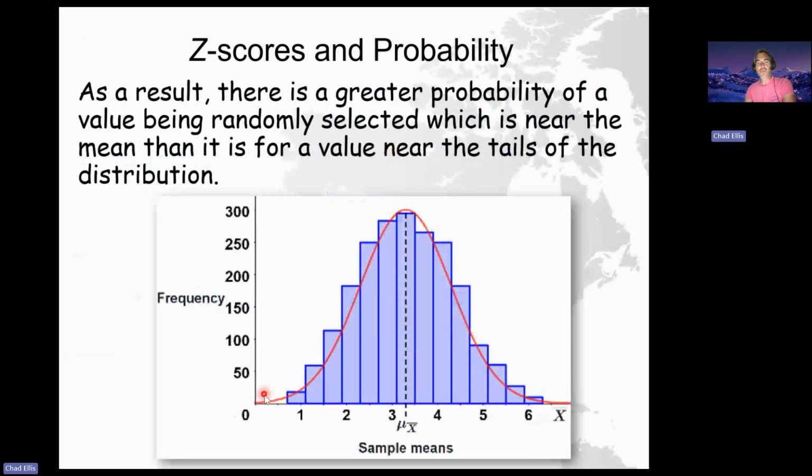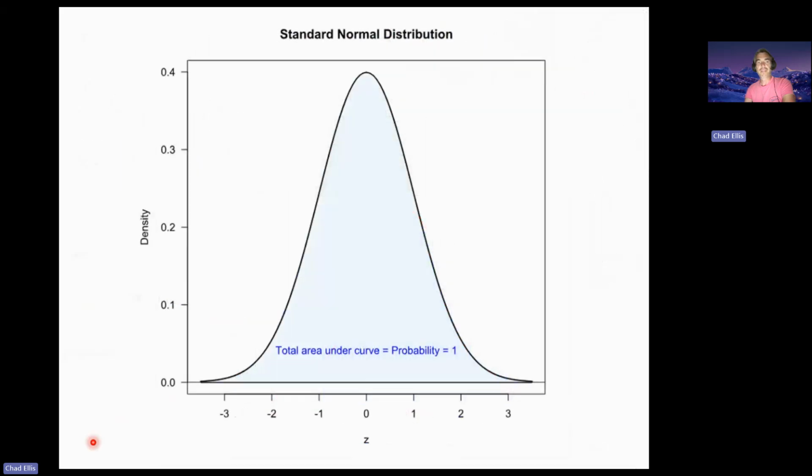So again, the idea with the central limit theory is that when we're dealing with a normal distribution, we have a much higher probability of randomly selecting a value around the mean than a value far away from the mean, either a lot higher than the mean or a lot lower than the mean. Again, the central limit theory.